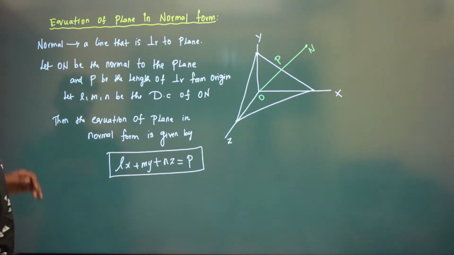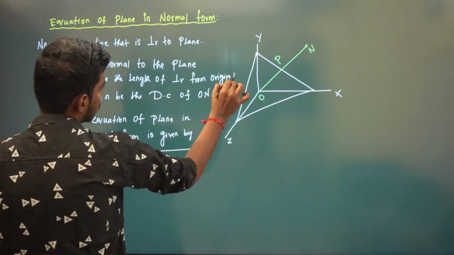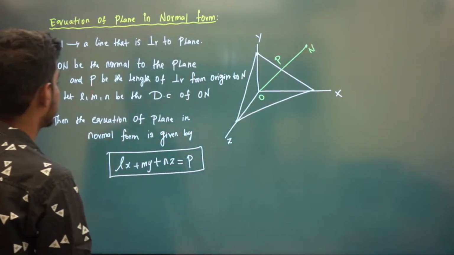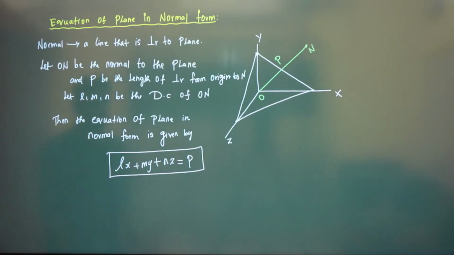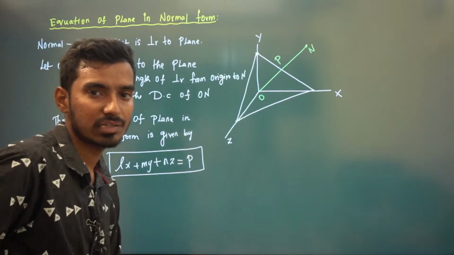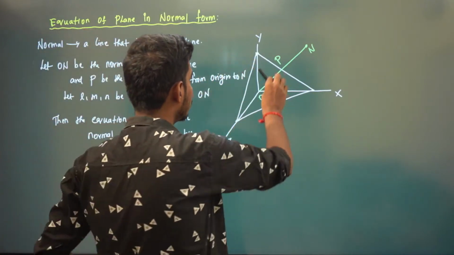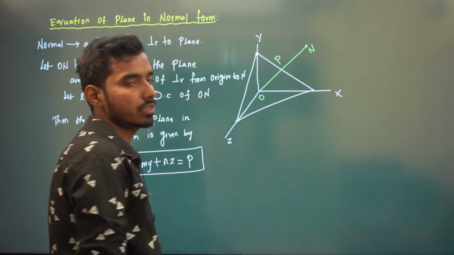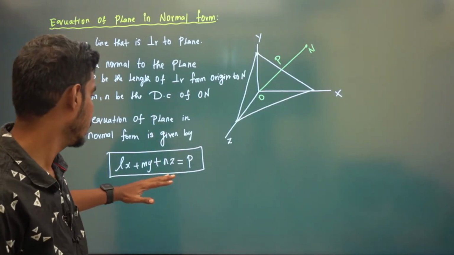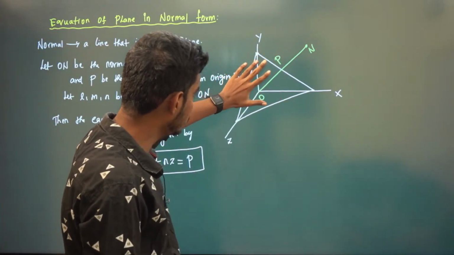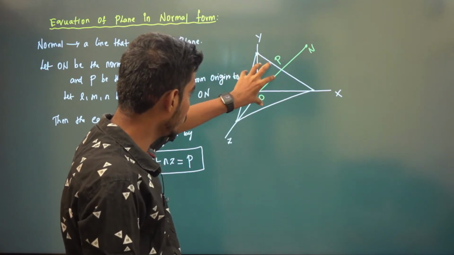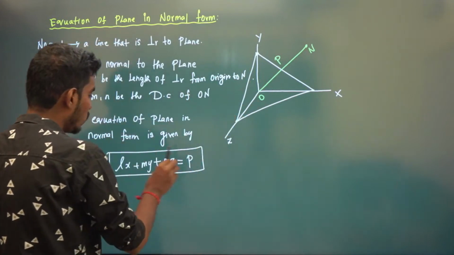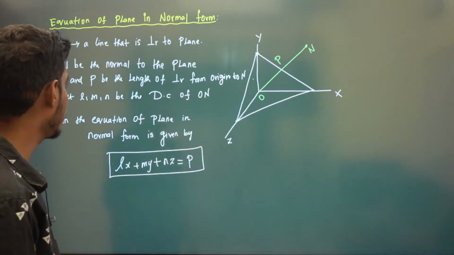From origin to N, you have to be precise. So this is the equation of the plane in normal form. Very simple. X, y, z is the locus, so all these x, y, z points will satisfy the condition that Lx plus My plus Nz is equal to P. Just visualize this as a locus. Whatever x, y, z you take on this plane, Lx plus My plus Nz will be equal to P. This is the equation of the plane in normal form.